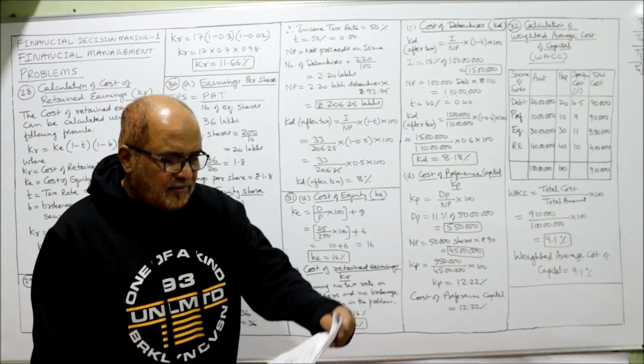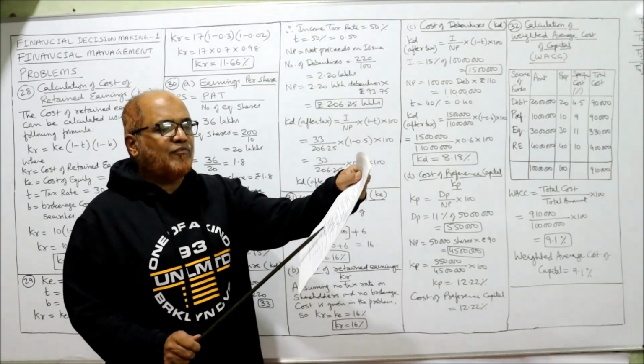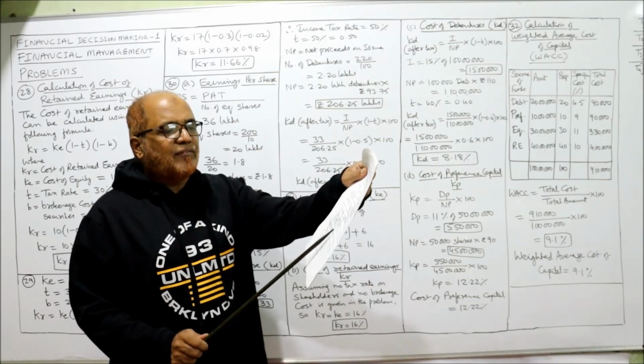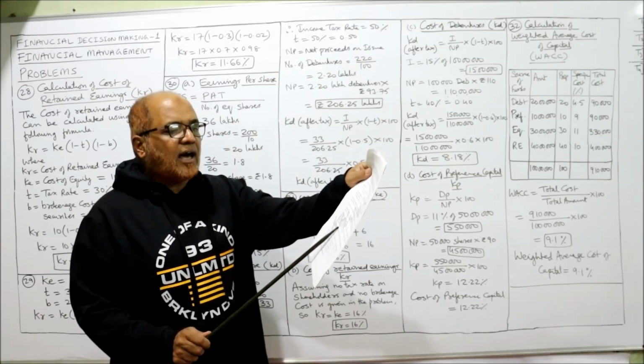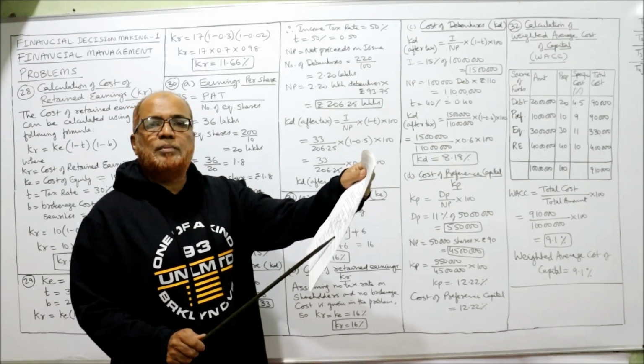Now lastly, we have to calculate KP, cost of preference capital. So here 50,000 shares of 100, dividend rate 11% and current market price is 90 rupees.